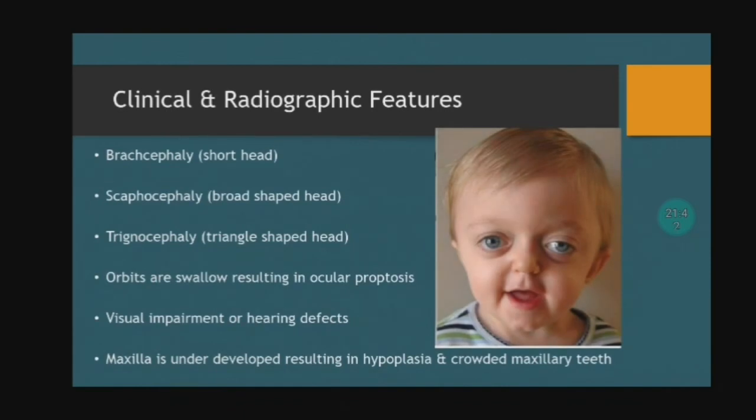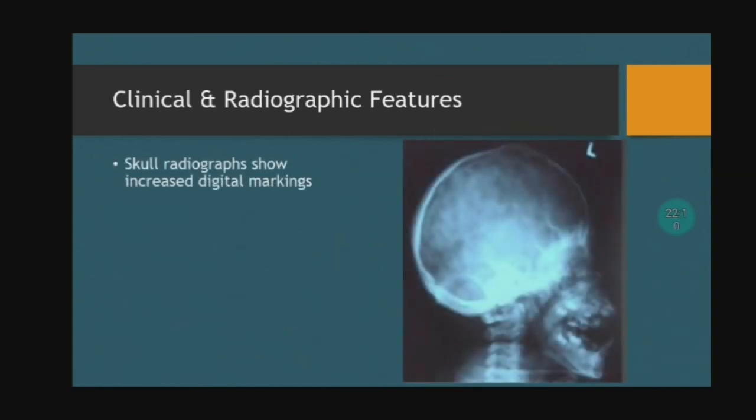The clinical and radiographic features: brachycephaly or the short head, scaphocephaly or the long, boat-shaped head, trigonocephaly, triangular in shape. Orbits are shallow, resulting in ocular proptosis, visual impairment or hearing defects. Maxilla is underdeveloped, resulting in hypoplasia and crowded maxillary teeth. Skull radiographs show increased digital markings, as you can see here in the figure.